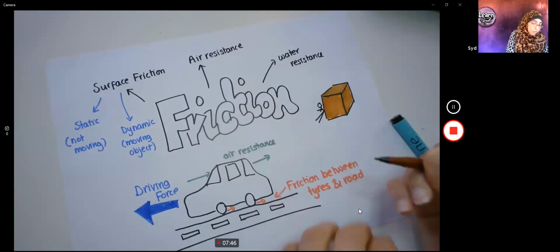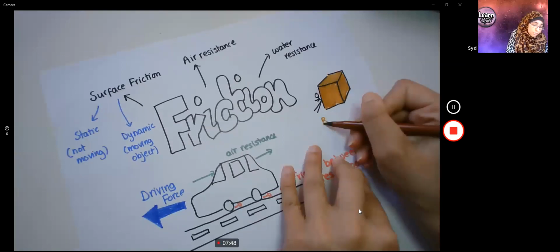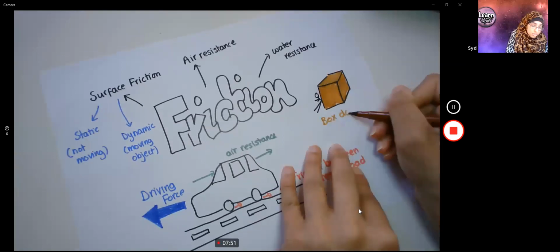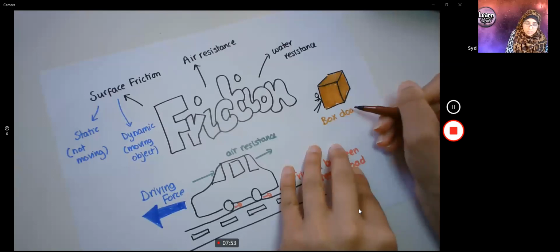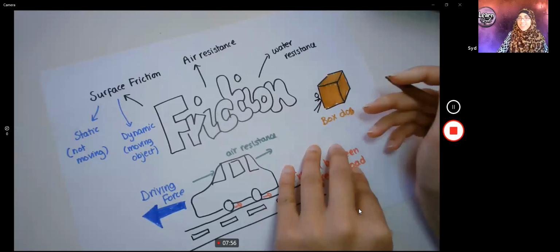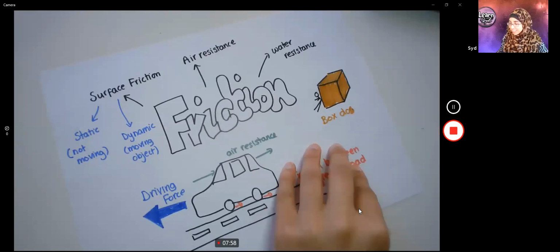So we can apply a force. Box doesn't move. Oh, doesn't. How do you spell doesn't? Oh my God, I don't know how to spell doesn't. I've just had a mental block. Let's have a look. It's D-O-E, right? D-O-E-S.